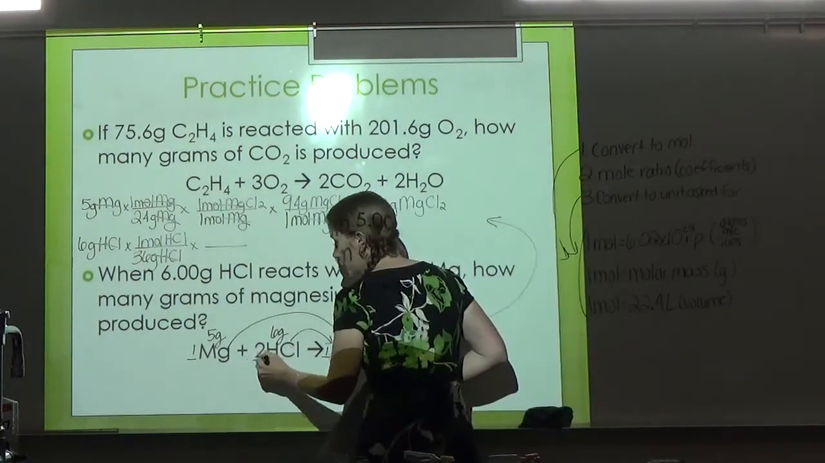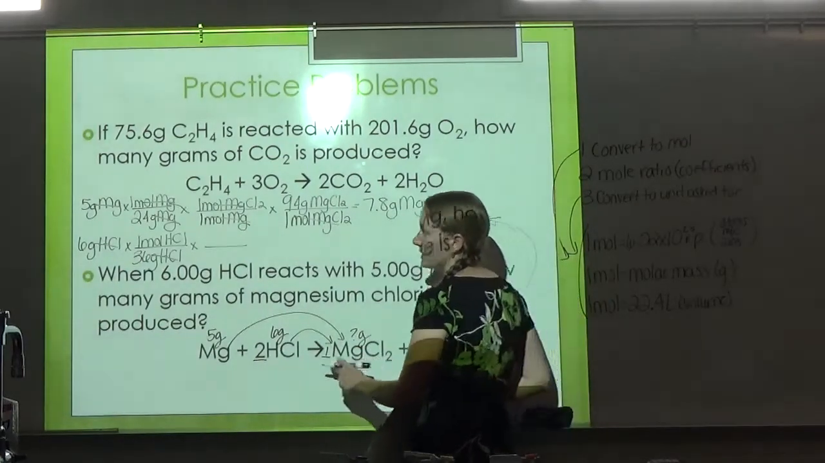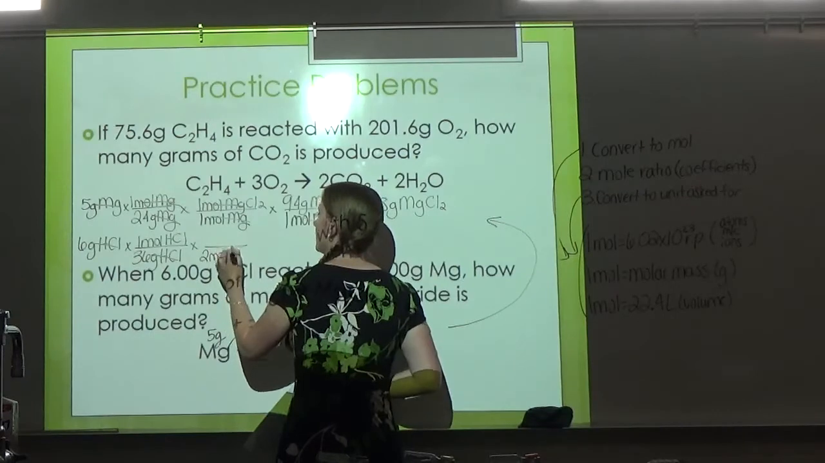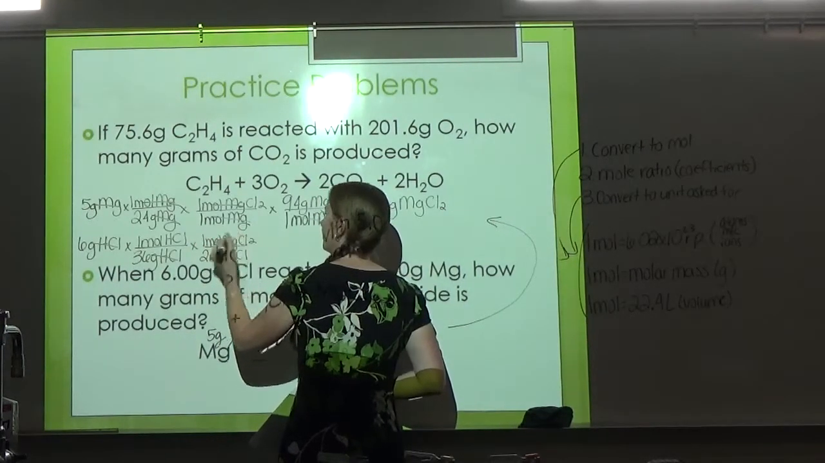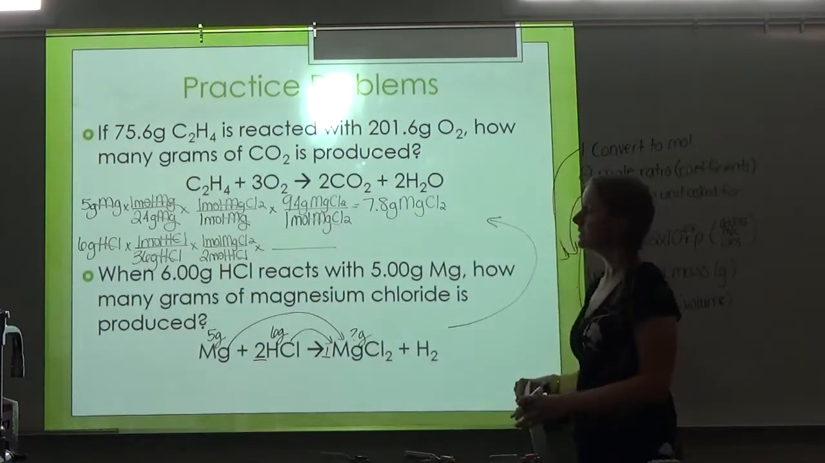Alright, step 2, we're doing mole ratio. So in this case, 2 moles of HCl makes 1 mole of my product. Well, since I have HCl on top, I'm going to put the 2 moles of HCl on bottom and the 1 mole of my product on top. So my moles cancel. So see, now I switched over to MgCl2.